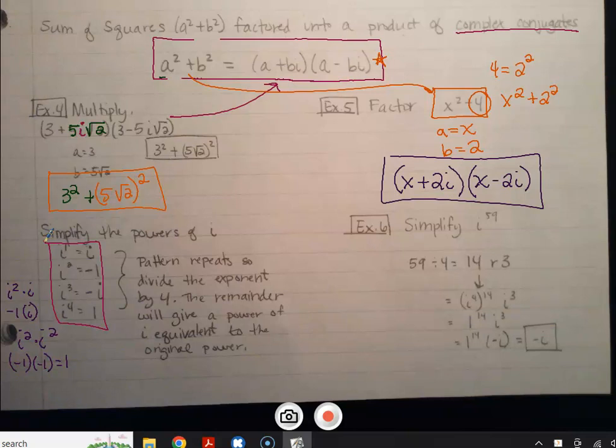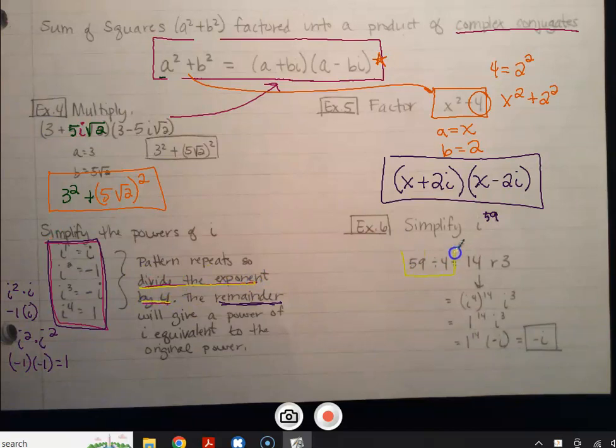So to simplify the power of i, we can divide the exponent by 4. And then we're left with the remainder. The remainder will give a power of i equivalent to the original power. So we're looking at the remainder. If we look at example 6, it says simplify i to the power of 59. I do not want to have to follow this pattern of 4 all the way to 59. Okay, so that's why it says to divide the exponent by 4. So that's what we did.